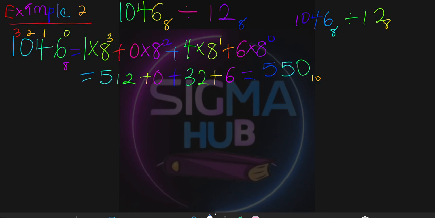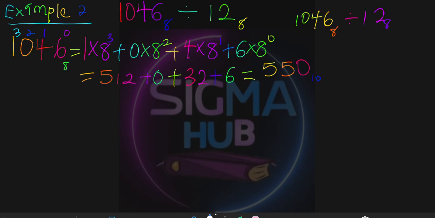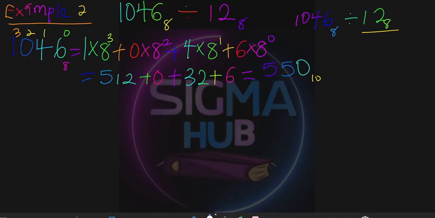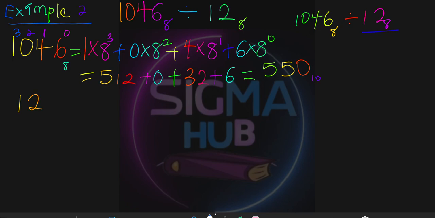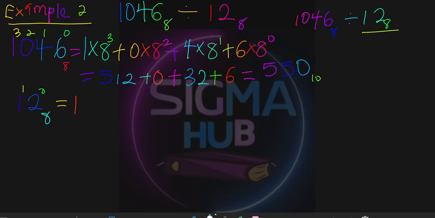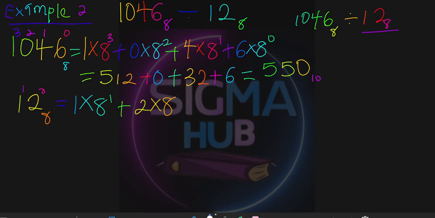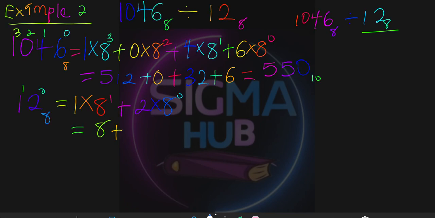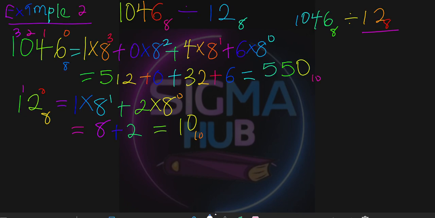So don't forget, we are converting both of them to base 10, and we do our division in base 10. So 1046 in base 8 is 550 in base 10. So let's quickly convert 12 in base 8 also to base 10. So we have for 12, 1 and 2 in base 8. So we have positions 0 and 1, which is going to be equal to 1 times 8 raised to the power of 1 plus 2 times 8 raised to the power of 0. So which is going to be 8 plus 8 raised to the power of 0 is 1, 1 times 2 is 2. And that's 10 in base 10.